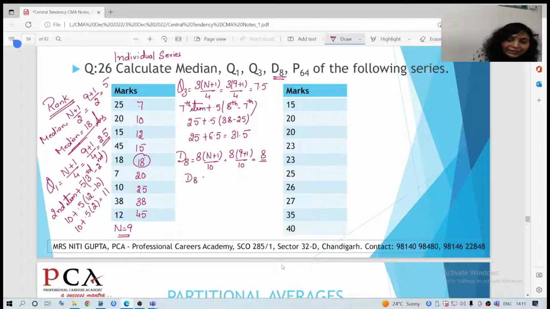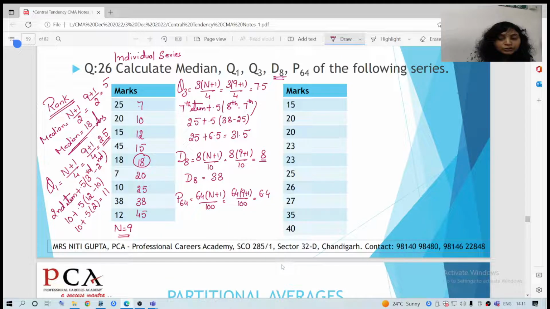So D8 is 38. And if we want to find P64, that means 64 into n plus 1 by 100. So this is 64 into 9 plus 1 by 100, which is equal to 6.4. So again it's a fraction. So P64 is the 6th item plus 0.4 of the 7th item minus the 6th item. The 6th item is 20 plus 0.4 of 25 minus 20. So your answer is 22.